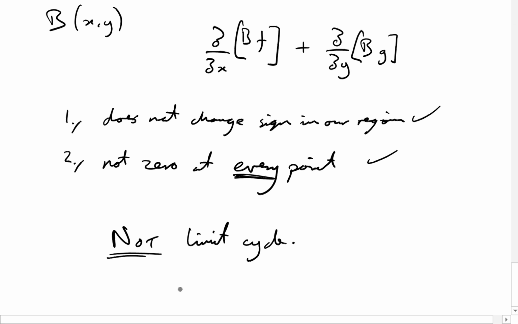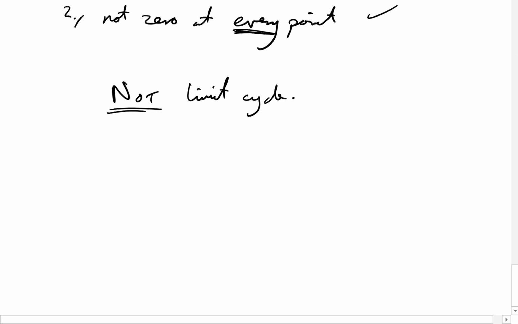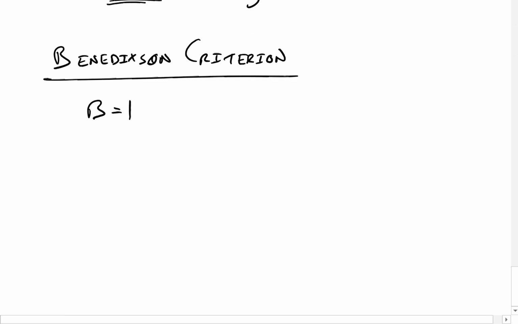A more specific case is basically just a choice of this function here, and it's known as the Bendixson criterion. It's just a special case of the Dulac criterion, where you choose b equals 1. The best way of showing this is through an example.